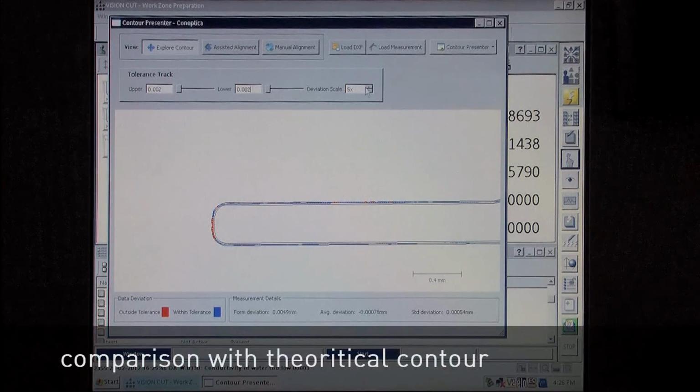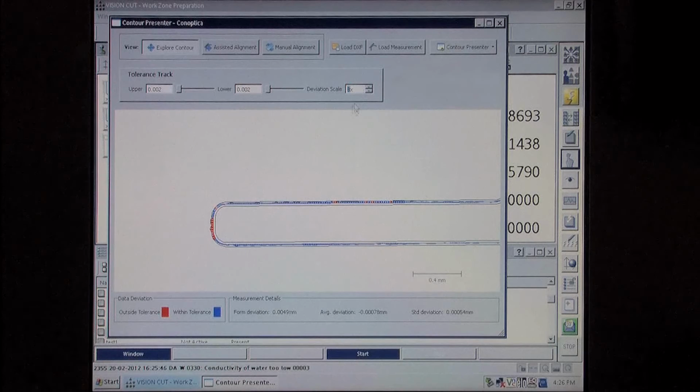GF AgieCharmilles' unique IVU system ensures maximum reliability of results and maximum profitability of the Cut 1000.